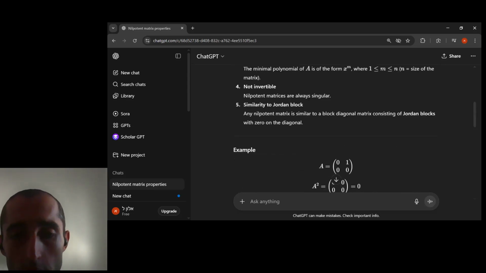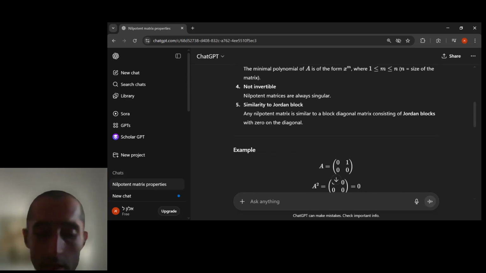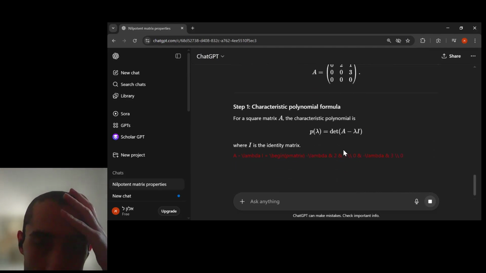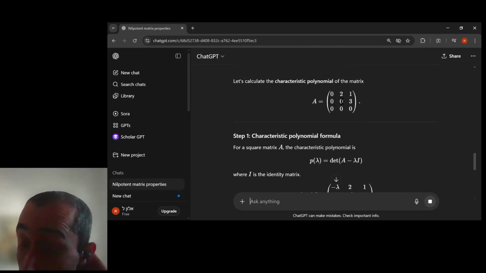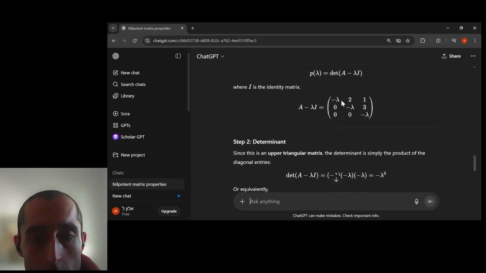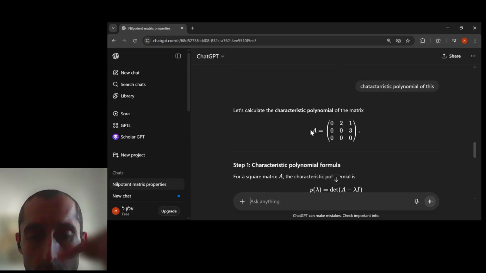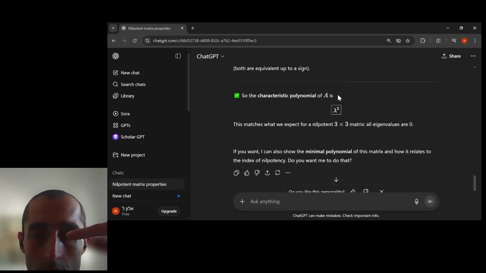Okay? Now, another very important idea of these matrices is the characteristic polynomial. The characteristic polynomial of these matrices is very unique. It's just x to the power of the nilpotent index. You see that this will be x to the power of 3, for example, because remember Cayley-Hamilton's theorem, which states that a matrix always annihilates its characteristic polynomial. And I know that this matrix annihilates x to the power of something because it's a nilpotent matrix.